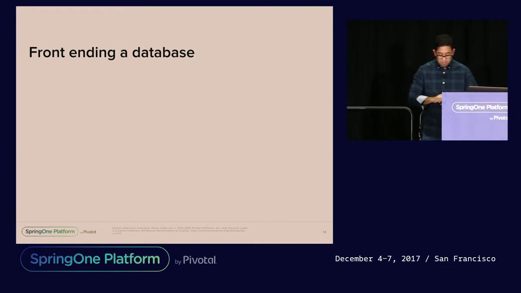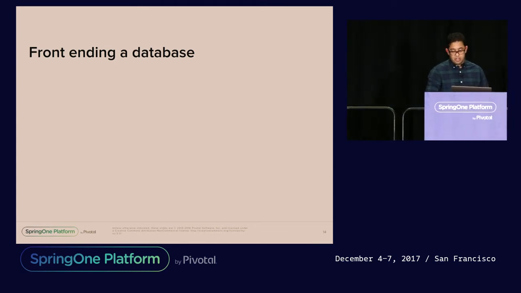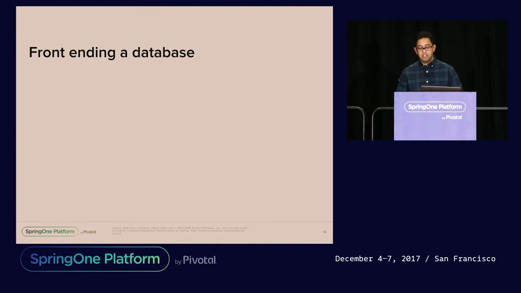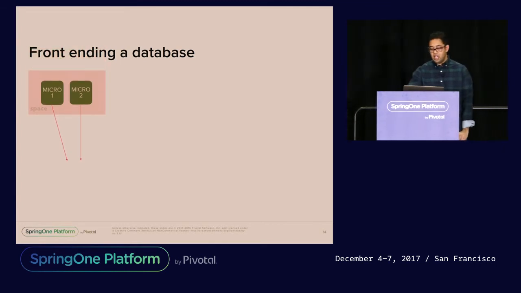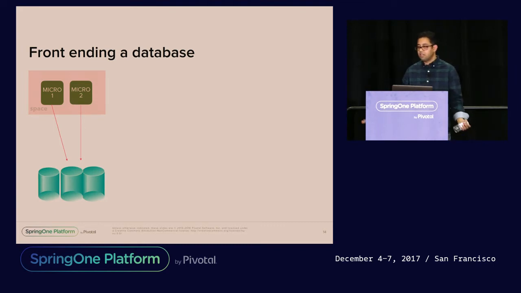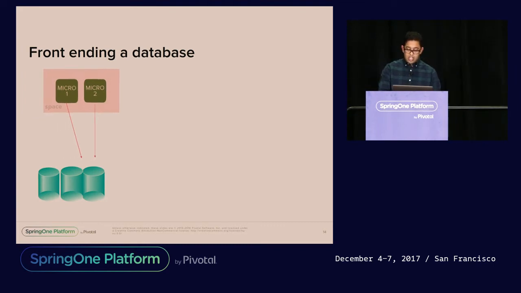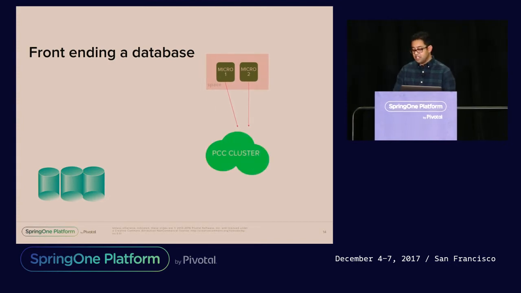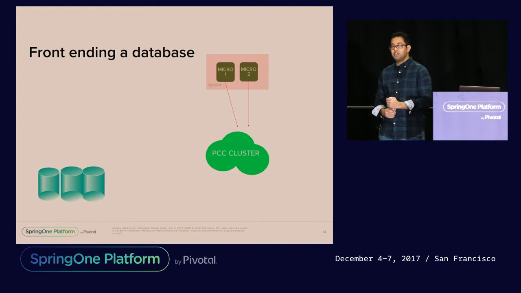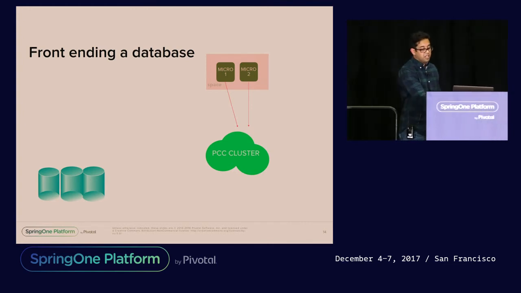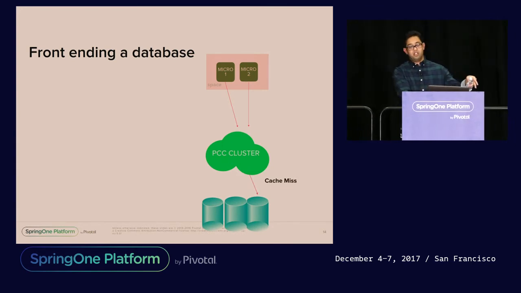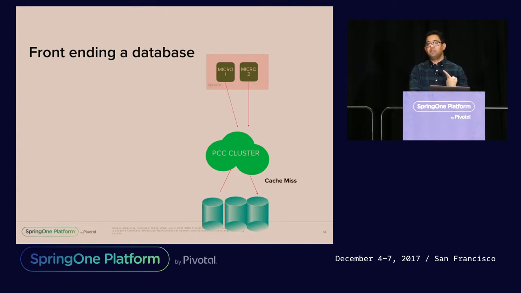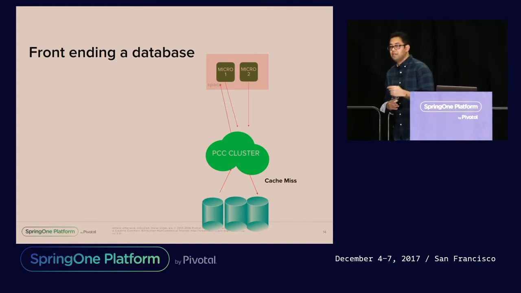Front-ending a database. This is a better form, so to speak, of the look-aside cache pattern, because consistency is much higher here between a cache and a database. So you have a couple of instances of a microservice which are in a space. In this particular pattern, your focus is that the PCC cluster is always the gateway through which you're going to reach your database. That means if there is any kind of cache miss, you're going to rely on the PCC cluster to actually reach out to the database and fill that back into the cache and then feed it back to the application.